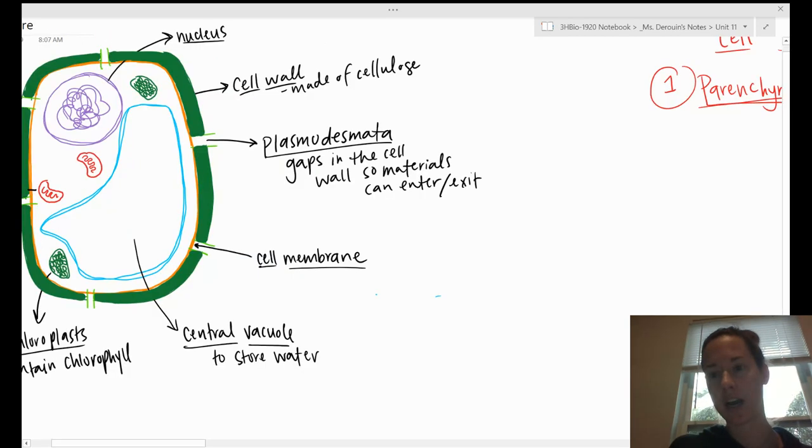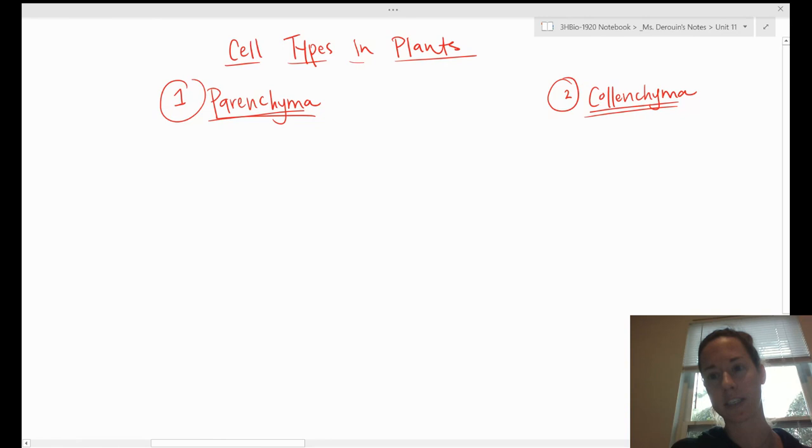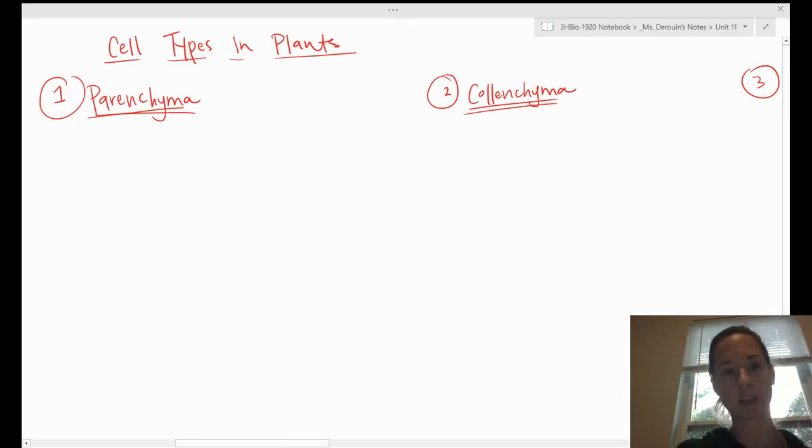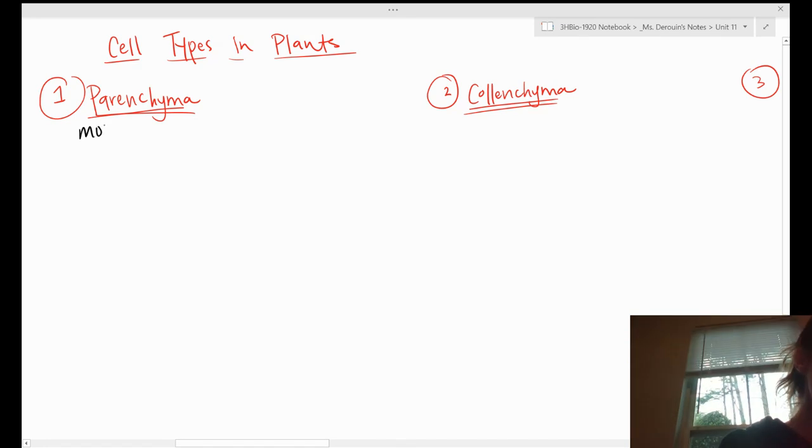Now I'm going to highlight three specific cell types that are found in plants. And their list is going across here in your OneNote. The first one is parenchyma. So parenchyma is actually the most common.